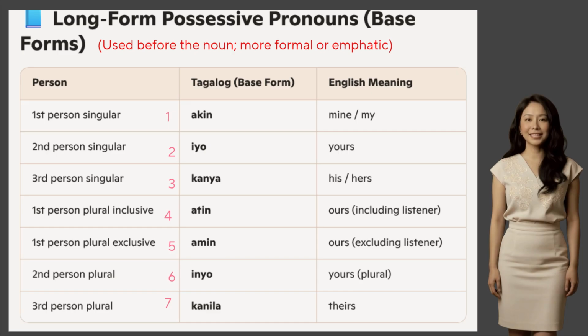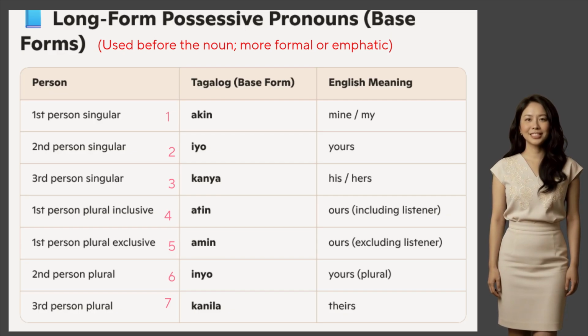Number 4, atin, meaning ours, including the listener. So this is inclusive. Number 5, amin, ours, excluding the listener. Number 6, inyo. This is yours or your in plural form. And number 7, kanila, meaning theirs. So these 7 words are the base forms of the long form possessive pronouns.